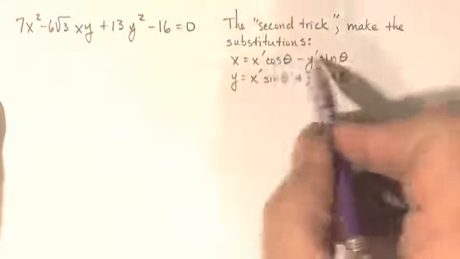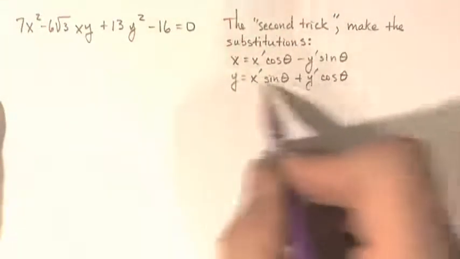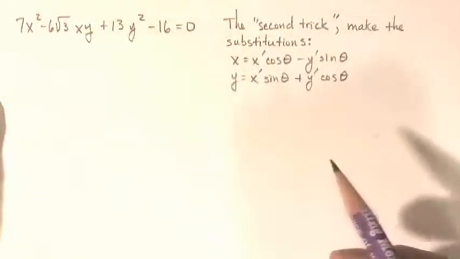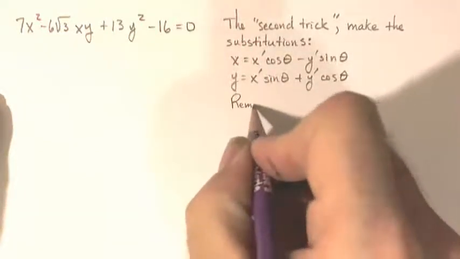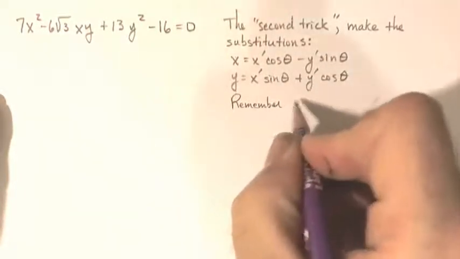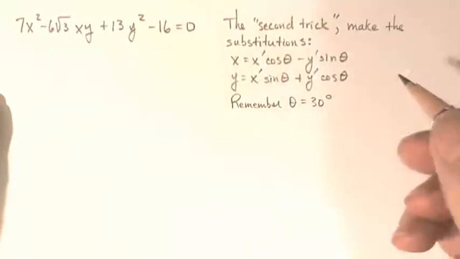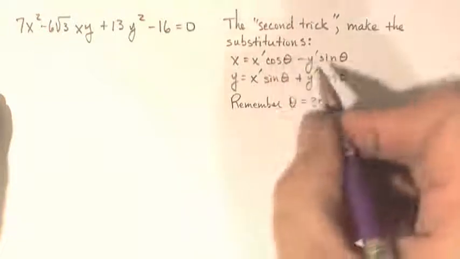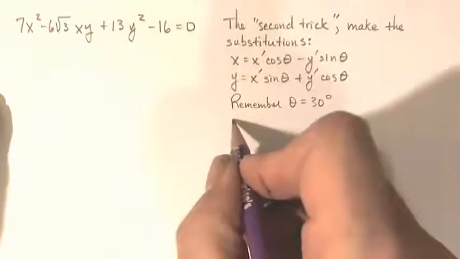So we are going to make this substitution in here for x and this substitution for y. And remember, theta is equal to 30 degrees. We already figured that out. And we want to simplify these as much as we can before we plug them in.